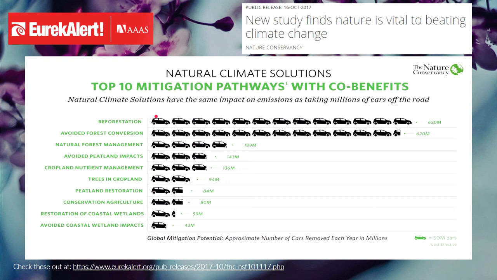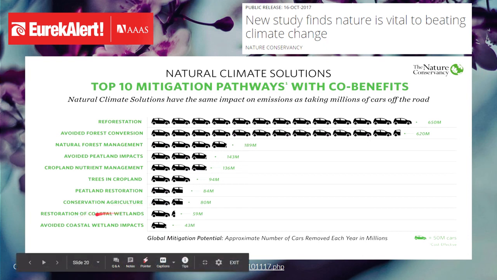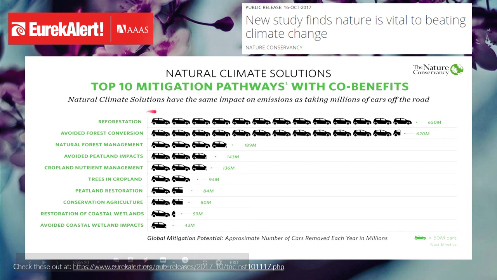natural climate solutions. Then it also includes avoiding peatland impacts, trees in cropland, conservation agriculture, and restoration of coastal wetlands. But the top three will still be about the forest, or preserving the forest that we have.